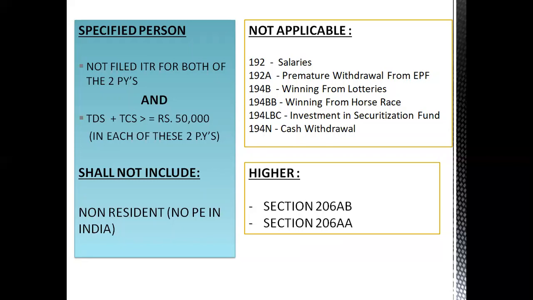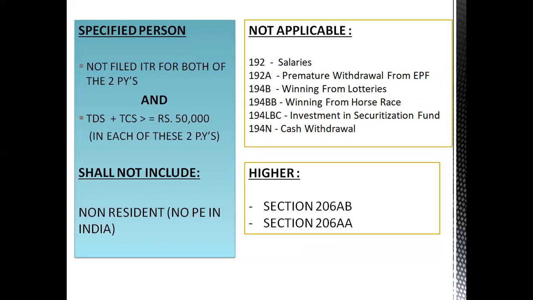One exclusion to this category of specified person would be a non-resident who does not have a PE in India. For the purpose of this section, PE includes a fixed place of business through which the business of the enterprise is wholly or partially carried on.